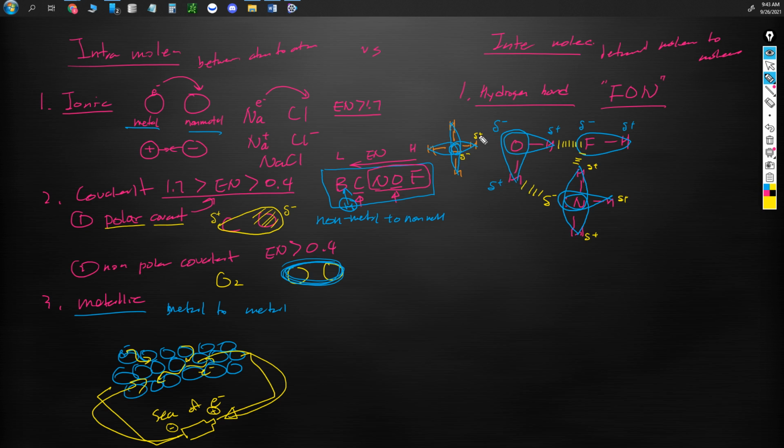And yes, because it's positive here and negative here, they will form a bond too. But by the definition of a hydrogen bond we talked about earlier, this hydrogen is neighboring oxygen, but it's not connected to one of the FONs. So this cannot be called a hydrogen bond. That's not a hydrogen bond.